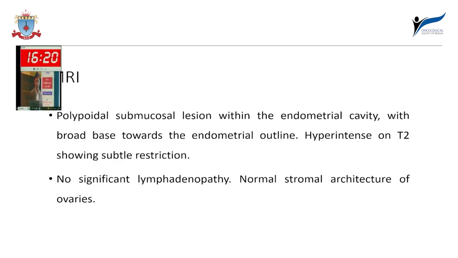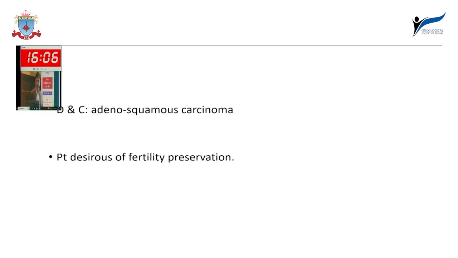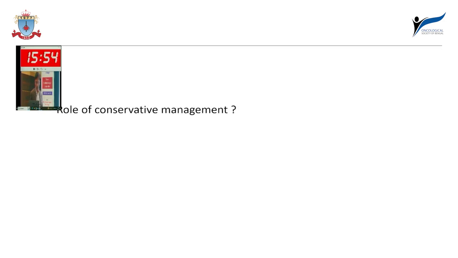Okay. So we did an MRI for her. It showed a polypoidal submucosal lesion filling the endometrial cavity with a broad base. There were no significant lymph nodes. There was no muscle invasion. We did a D&C, which showed adenosquamous carcinoma. The patient was desirous of fertility preservation, so I referred her to a clinical oncologist. And is there any role for conservative management over here?